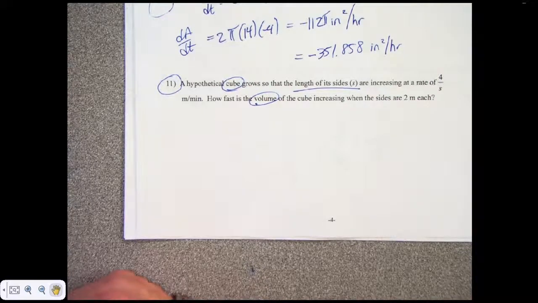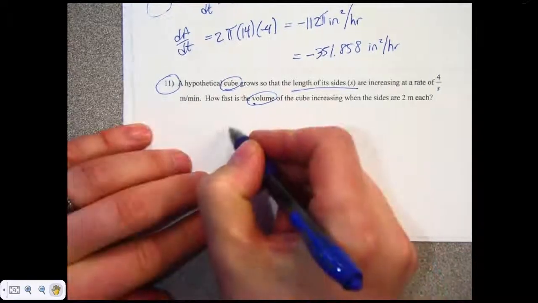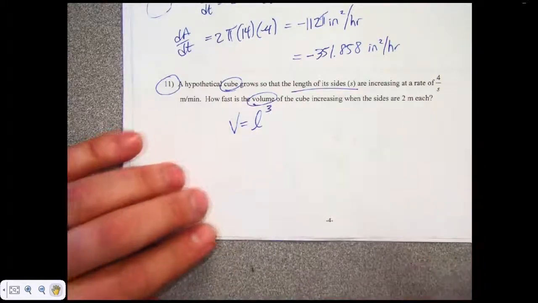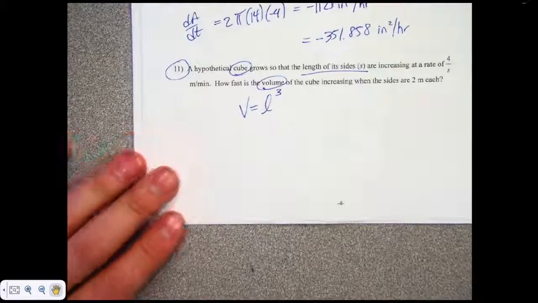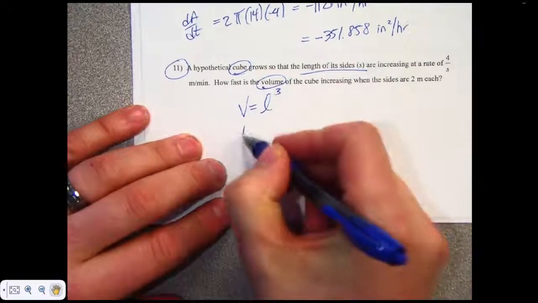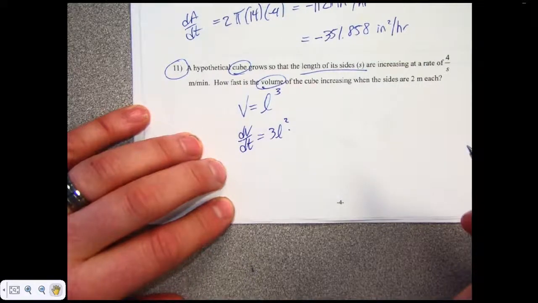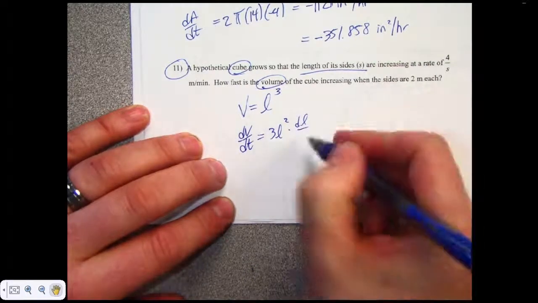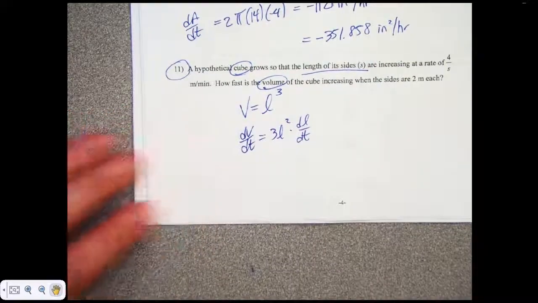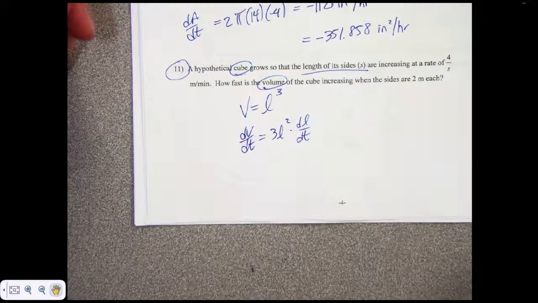Any kind of box, like a shoe box, is length, width, height. But if I make all the sides the same, then it's length, length, length, which is L cubed. So the volume of the cube is L cubed. And you can use S, but if I use S, it looks like a 5, so I prefer not to. And then dV over dt equals 3L squared times what? Times dl dt or ds dt, if you call it that. Don't forget that part.